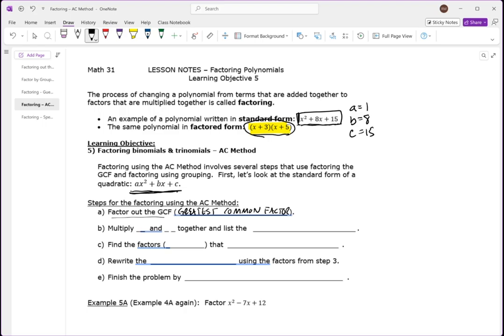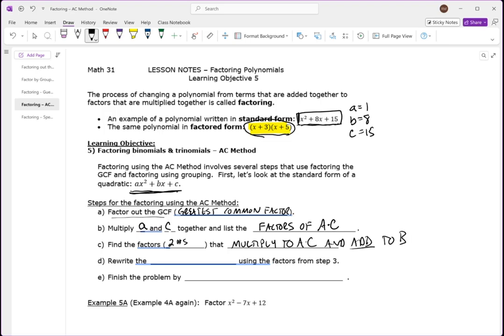So the first thing we're going to do is multiply that a and that c together, and we're going to list the factors of a times c, that product. Then we're going to find the factors, which are basically just two numbers, that multiply to a times c and add to b.